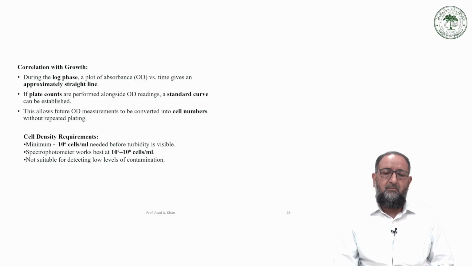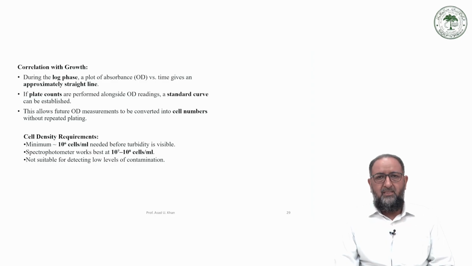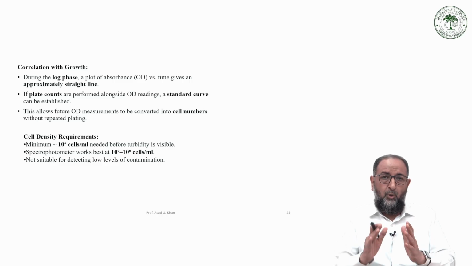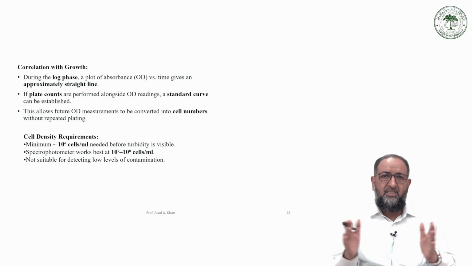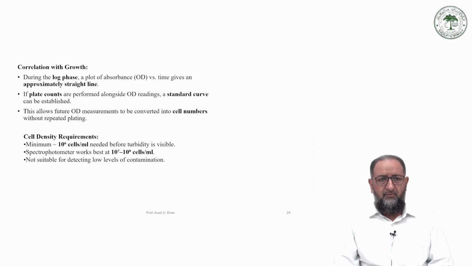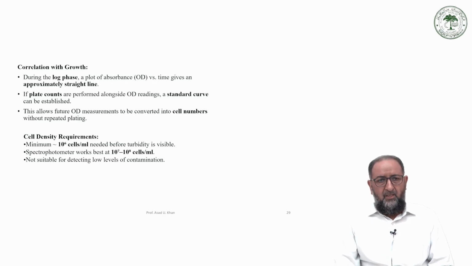If you have more cells, then it will be very difficult for you to calculate. Just like if you estimate protein or DNA and your concentration is very, very high, percent transmission and absorption go beyond the range, both above and on the lower side, then the estimation will be difficult. Similarly, in this case, if it is too low or too high, it's difficult to calculate precisely. So spectrophotometers work best at 10 to the power 7 to 8 cells per ml.